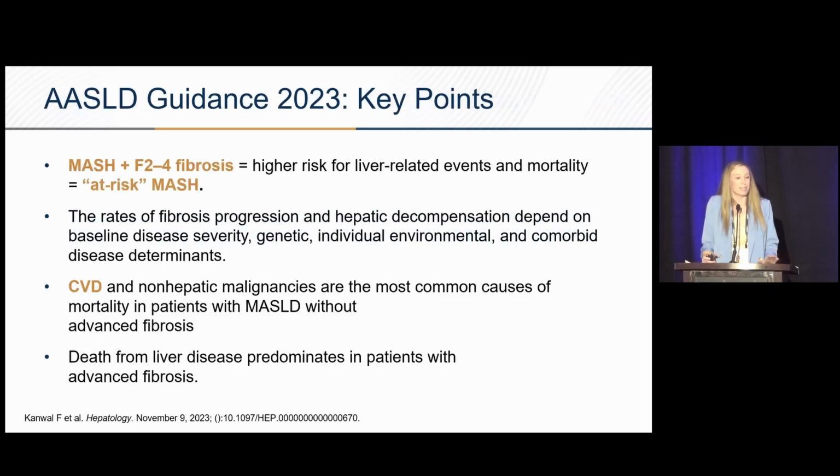So overall, the key point to take away from the guidance is that MASH with F2 to F4 fibrosis is what we call at-risk MASH. These are the patients that we want to identify early because they have a higher risk of liver-related events and mortality. The rates of progression differ among each patient, depending on their baseline severity, individual environmental factors, and genetic susceptibility. Cardiovascular disease and non-hepatic malignancies are the most common causes of mortality in patients without advanced fibrosis. However, in patients who have advanced liver disease, death from liver disease is predominant.